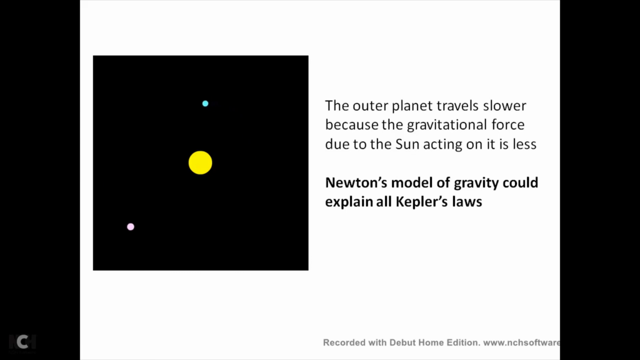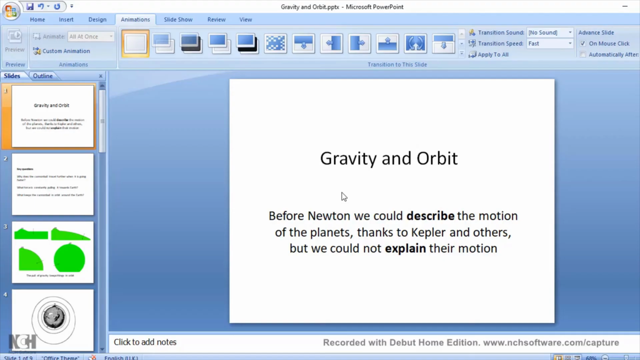So finally, Newton's model of gravity could explain all of Kepler's laws. If you do all the mathematical bits, T squared over r cubed equals a constant, etc., mathematically, Newton's laws of gravity can explain all of Kepler's laws. So now we know why planets stay in orbit around the sun. It's not angels pushing the celestial spheres around and rubbish like that. It's basically thanks to gravity. Gravity keeps things in orbit.